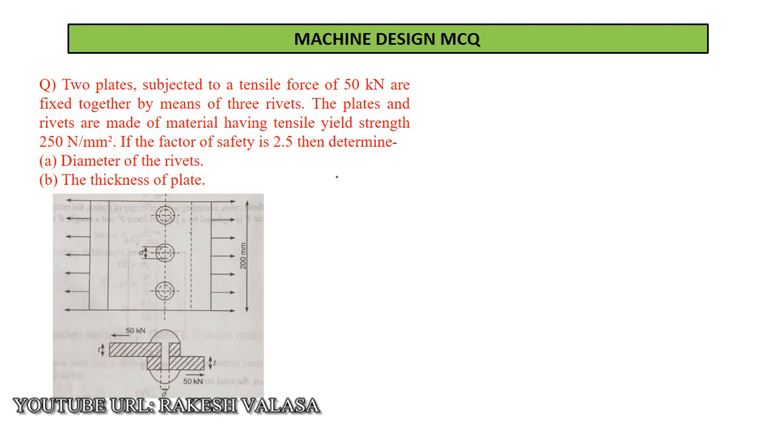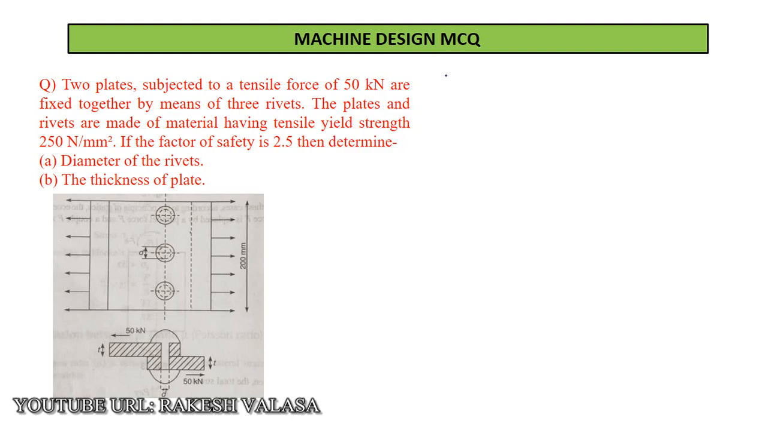The given problem: two plates subjected to a tensile force of 50 kilonewtons are fixed together by means of three rivets. The plates and rivets are made of material having tensile yield strength 250 Newton per mm square. If the factor of safety is 2.5, then determine, question A, the diameter of the rivets, question B, the thickness of the plate.